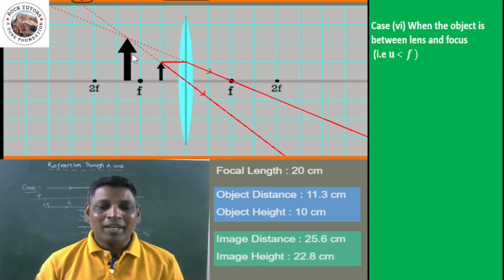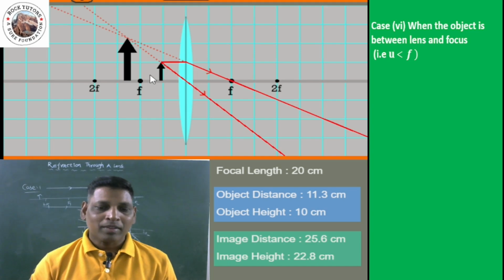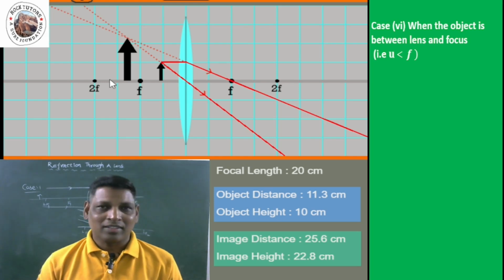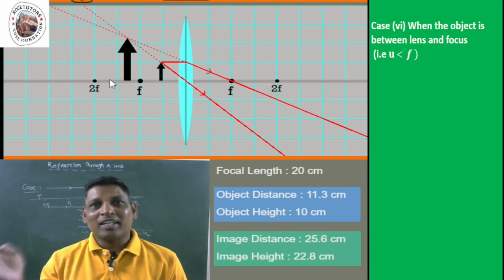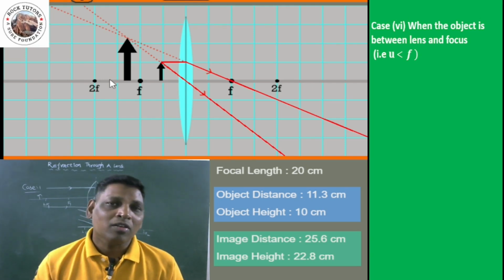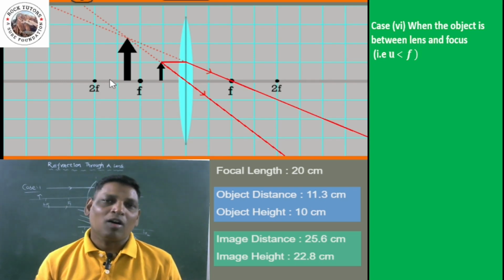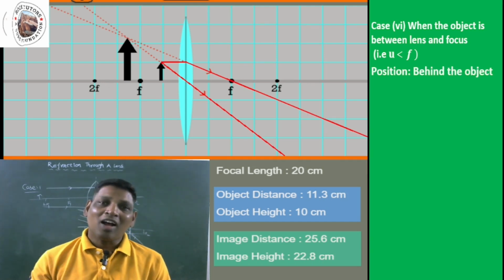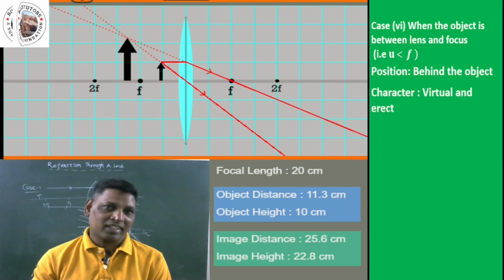Behind the object, on the same side of the object, the image is formed. This is the sixth case of the convex lens. So what we observe is that by a convex lens we get a real image as well as a virtual image, depending upon the position of the object. Position of the image: behind the object. Character: virtual and erect. Erect means upright.